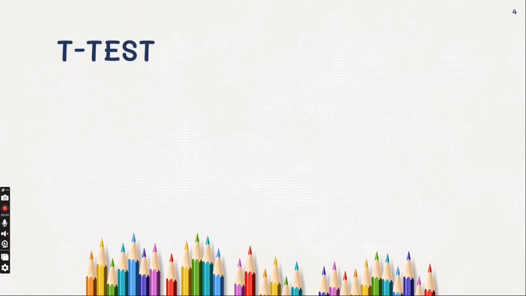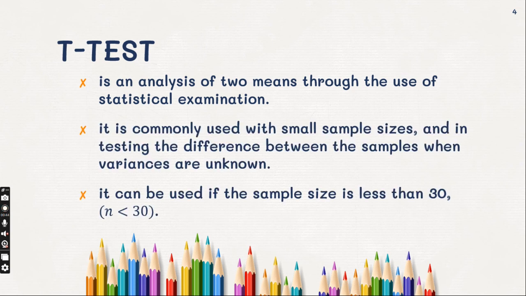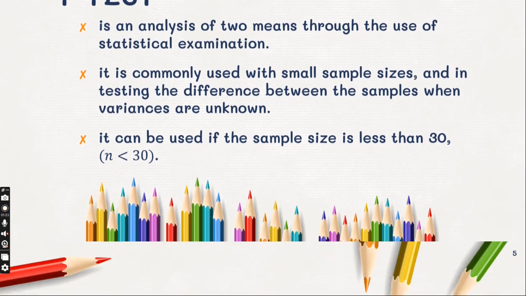So let us now define t-test. We use it if the sample size is small. Z-test, on the other hand, is used when the sample size is greater than 30. For this one, the t-test is only used for small sample sizes.